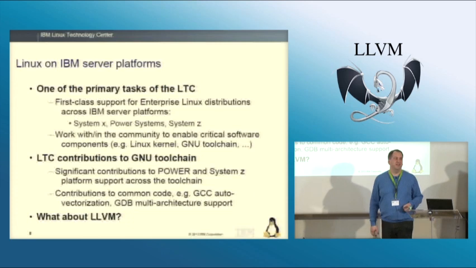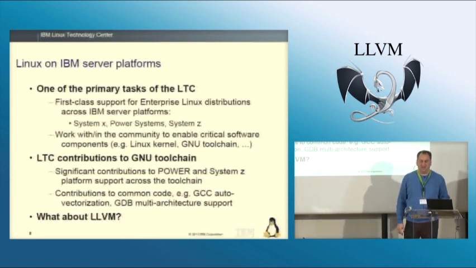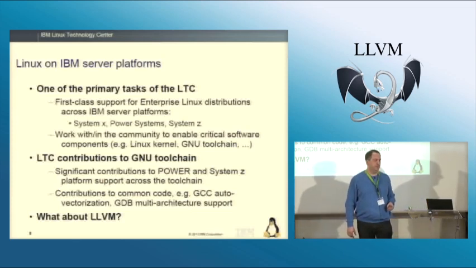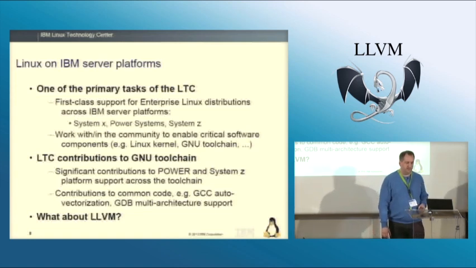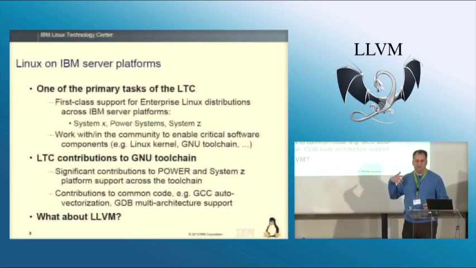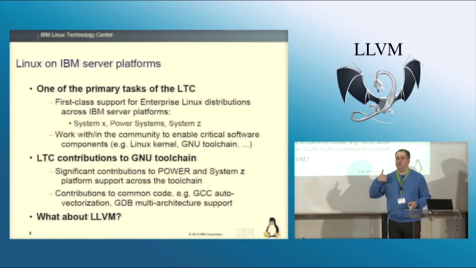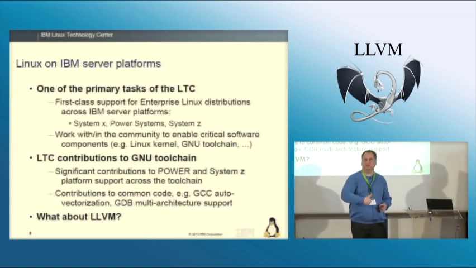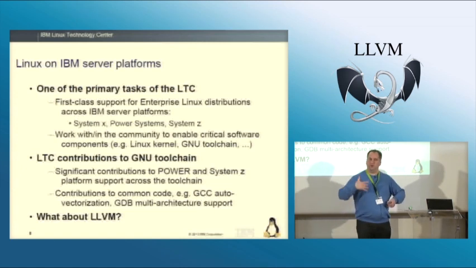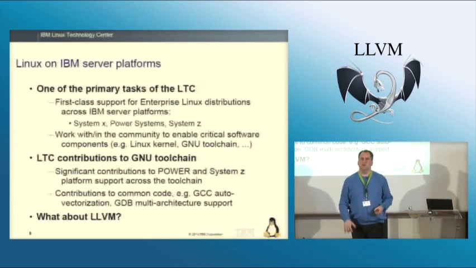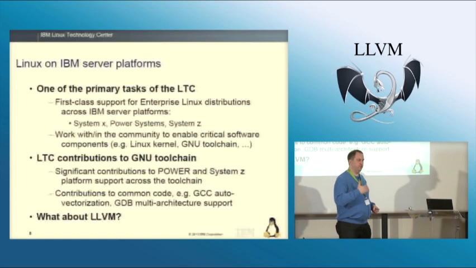Now, what does that mean specifically to enable Linux to run on the IBM server platforms? As I mentioned, one of the primary tasks that we in the LTC have is to ensure that we do have first-class support for enterprise Linux distributions, which means that we care about enterprise Linux, which, not completely, but mostly, you can think of as the enterprise Linux distributions when you hear that term. Right now we work very closely with two partners, Red Hat and SUSE, supporting their enterprise Linux distributions across that portfolio.